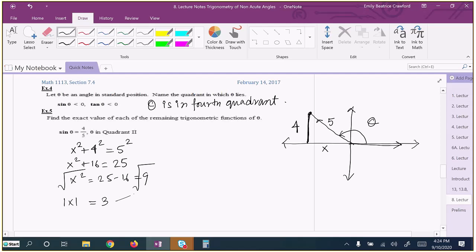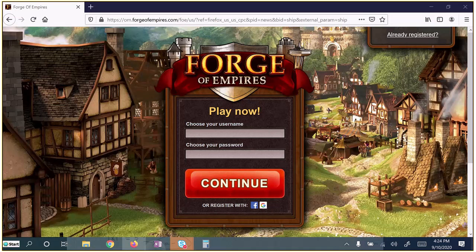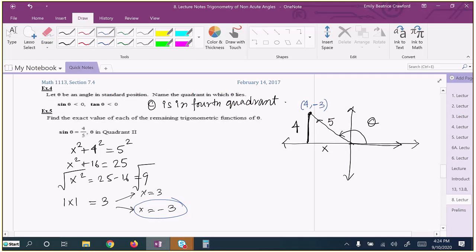Remember, that gives you two solutions. It gives you x equal to 3 or x equal to negative 3. Which solution I choose? Well, clearly I choose x equal to negative 3. How come? Your point is in the second quadrant. Your x is negative. So this point is negative 3 comma 4. And that is going to help us find all the trigonometric ratios.